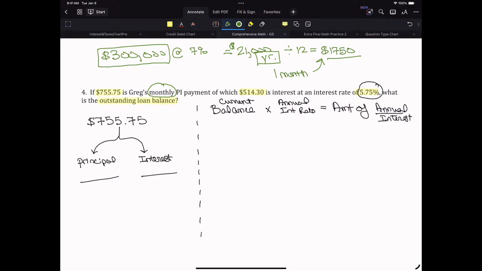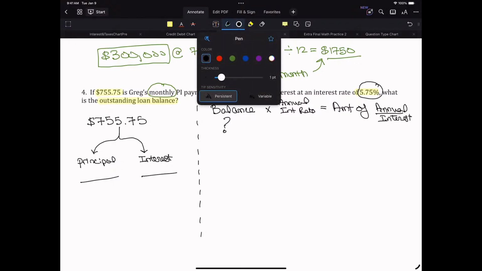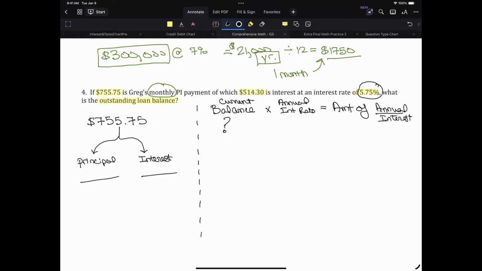However, now let's apply it to what we've got here on the page. We're looking for this current balance. That's what we're looking for. And I want to make this thick again. We're looking for the current balance. And we know the interest rate is 5.75%. And that means the problem has to tell us an amount of annual interest. The problem doesn't tell us an amount of annual interest.